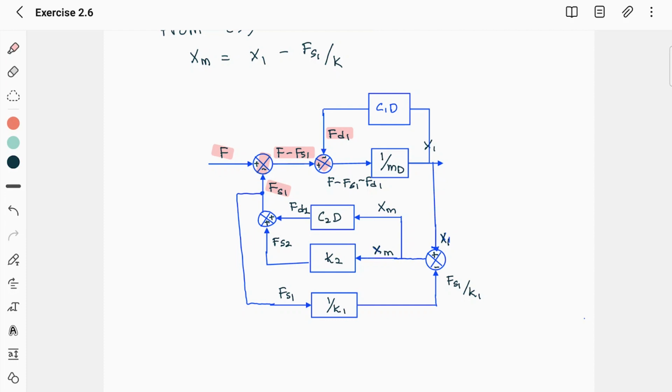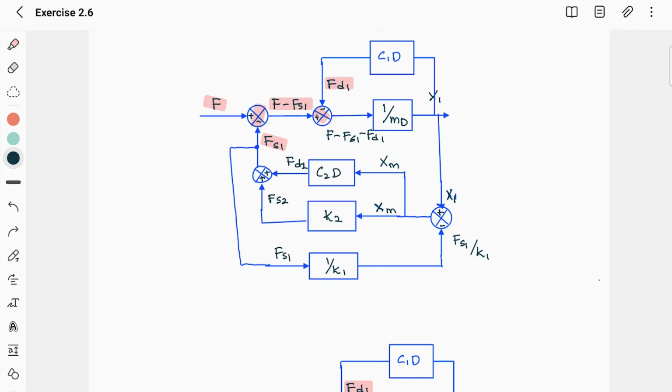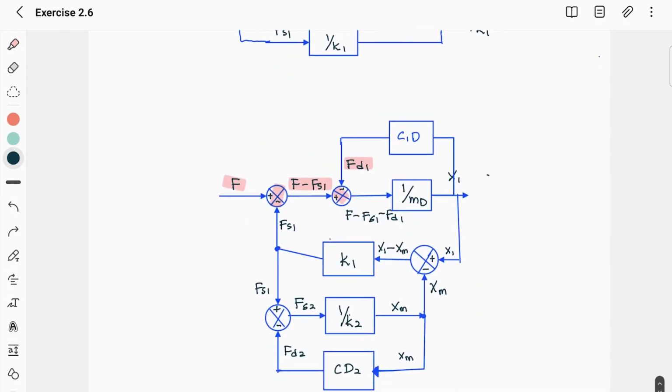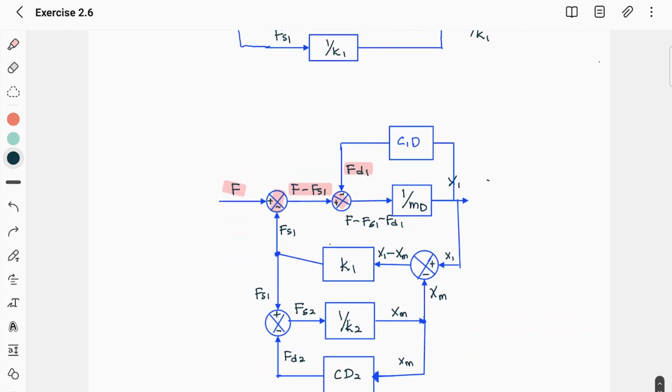This is the block diagram if we use equation 2 to solve for Fs1. Then, if you use equation 3 instead of equation 2 to solve for Fs1, this will be the block diagram.